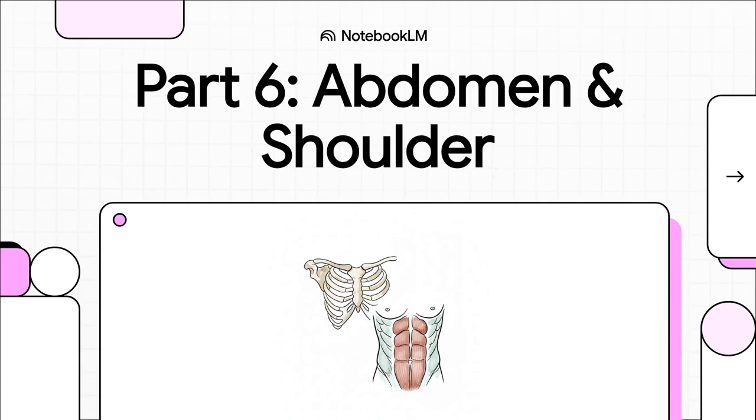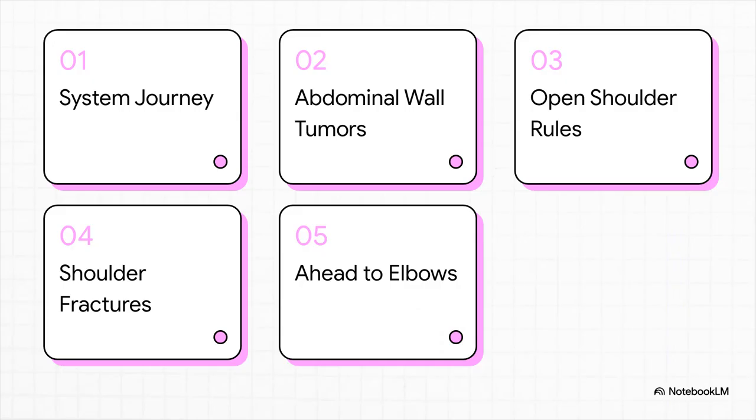In Part 5, we tackled the incredibly heavy, complex world of spine coding, right? Well, today, we are taking a sharp turn. In this explainer, we're diving into abdominal wall tumors and open shoulder surgeries. If you've ever felt completely overwhelmed by the CPT manual's musculoskeletal section, trust me, you are in the perfect place. We're going to break this down so simply that a 15-year-old could code it. Let's get into it.